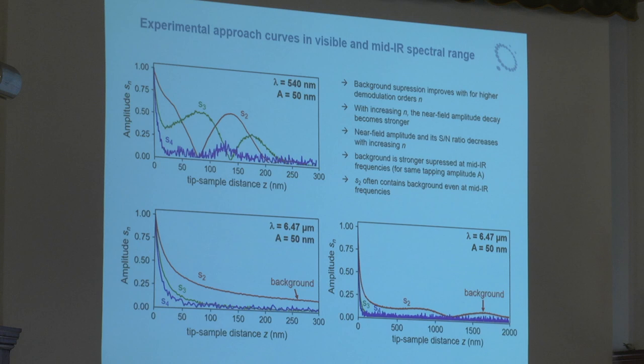I don't remember whether it was here. So, if you measure at a higher harmonic, because of this faster decay of the near-field signal, you get a better spatial resolution, okay? But again, try to make large approach curves if you go to the infrared spectral range, because it's hard to say whether this is background or not, but here you see it very clearly, okay?